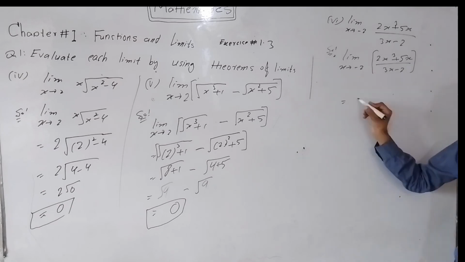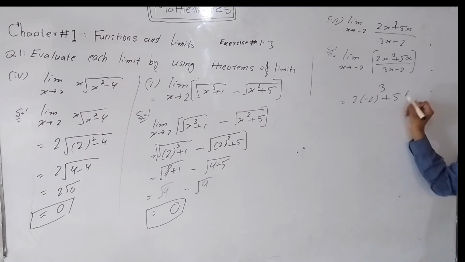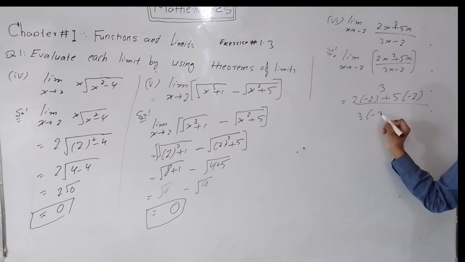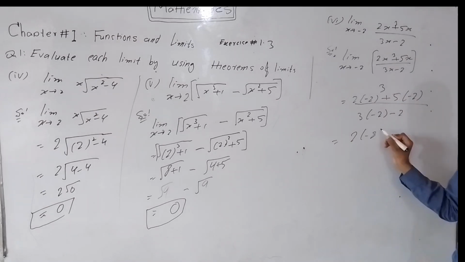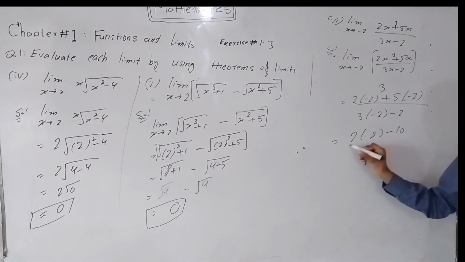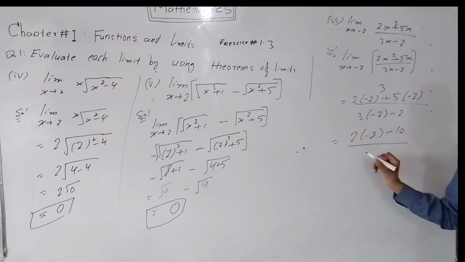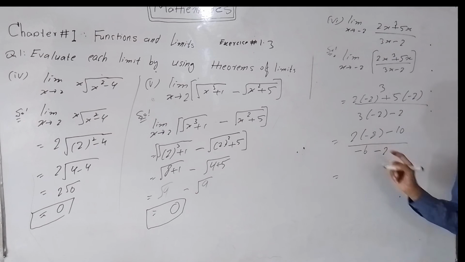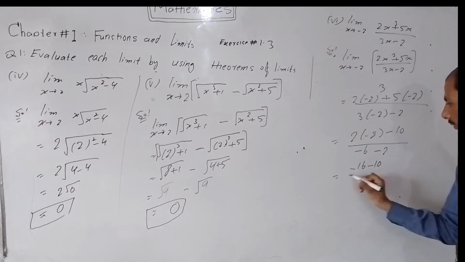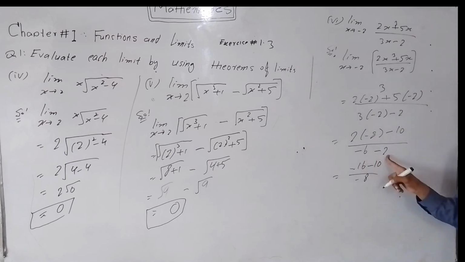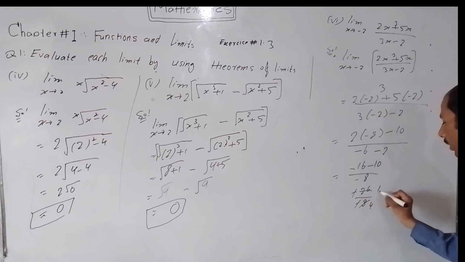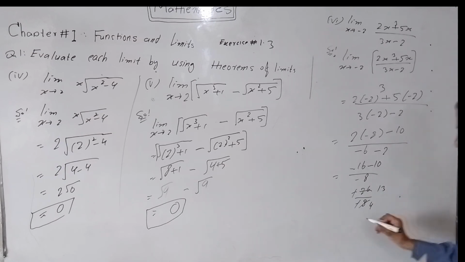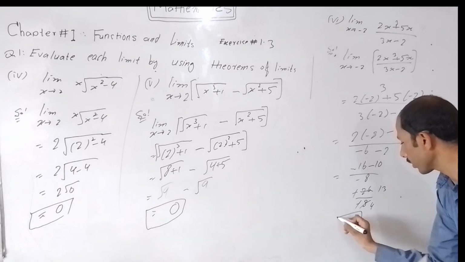Applying the limit, we get minus 2 whole cube plus 5 into minus 2, divided by 3 into minus 2 minus 2. Minus 2 whole cube is minus 8, plus 5 times minus 2 is minus 10, divided by 3 times minus 2, which is minus 6, minus 2, which is minus 8. So minus 8 minus 10 is minus 18... as stated, minus 26 divided by minus 8. Minus minus cancel, and dividing by 2, we get 13 divided by 4, which is the required solution.